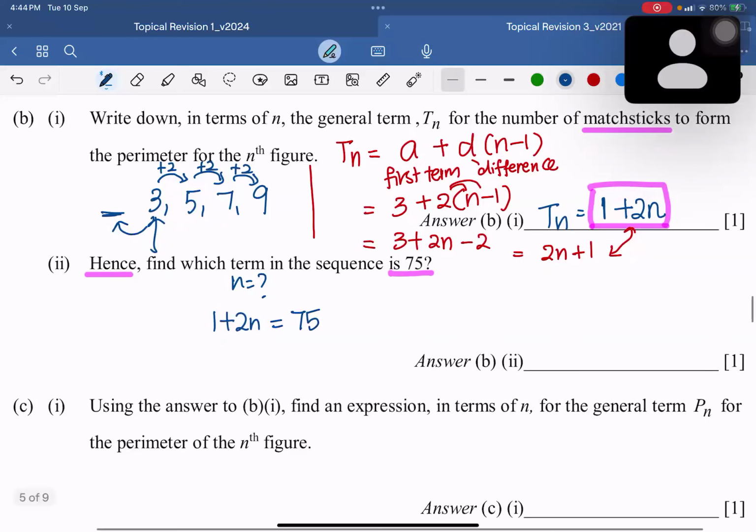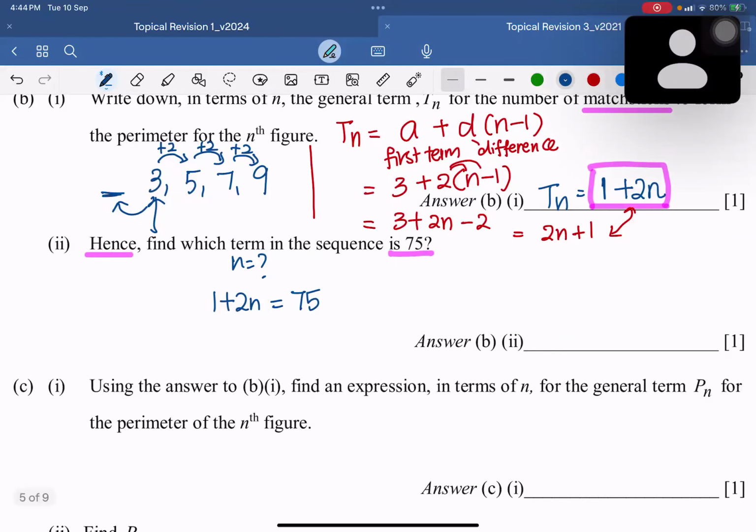Okay, Kai En, still your turn. Can you tell me how to solve this equation? I want to get 2n. Move the 1 over, it becomes -1. So 2n equals to 74. Then how to find n? N equals to how much? Calculate the answer. 37. Okay, thank you very much. So which term? The 37th term.